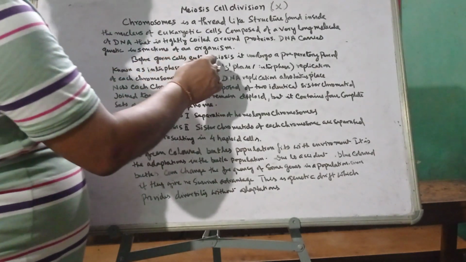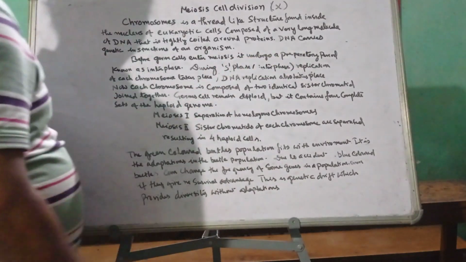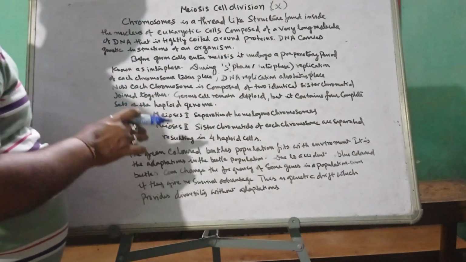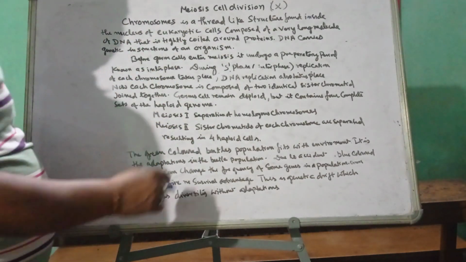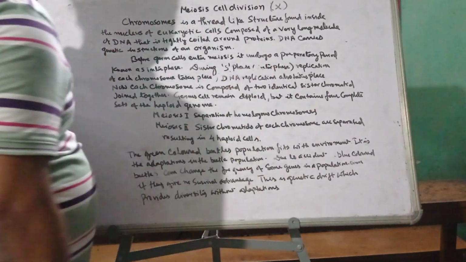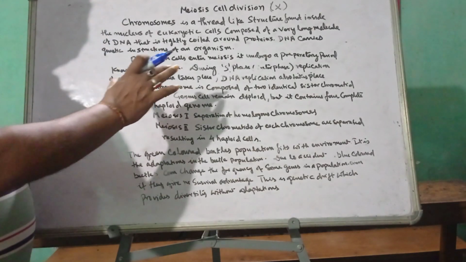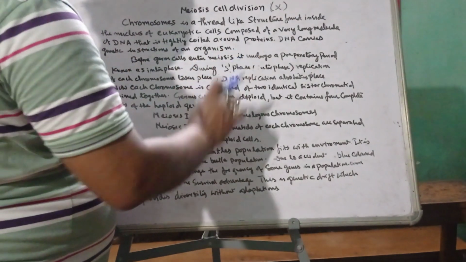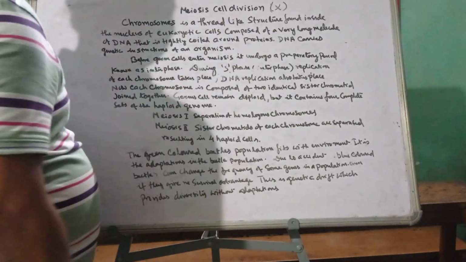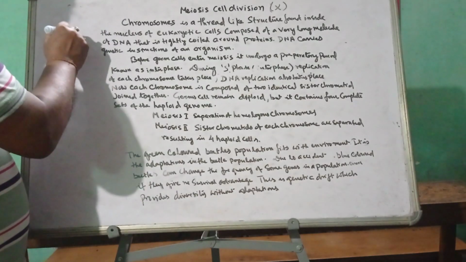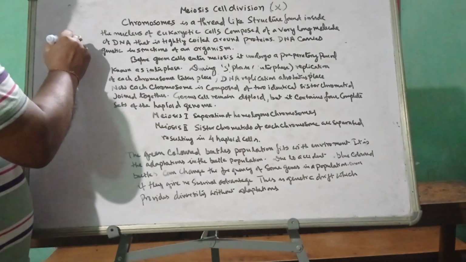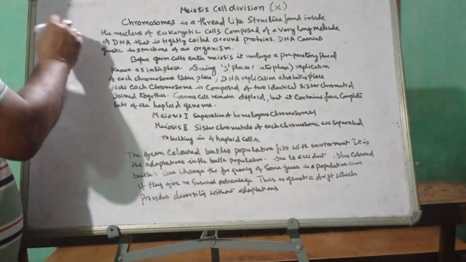Before the germ cells enter meiosis, they undergo a preparatory period known as interphase. Means before starting the cell division, it has to prepare itself. During the S phase, which is in the interphase, each chromosome replicates, and DNA also replicates. So each chromosome is now composed of two identical chromatids joined together. These are two identical sisters joined together.